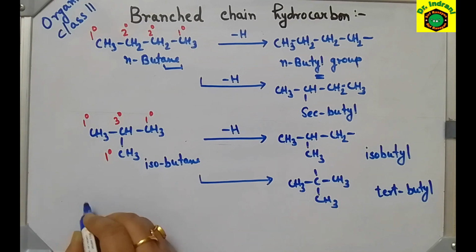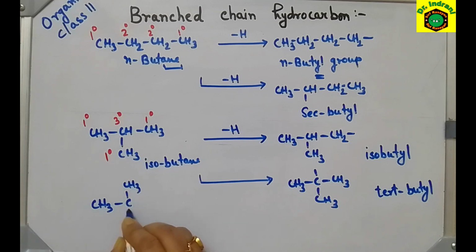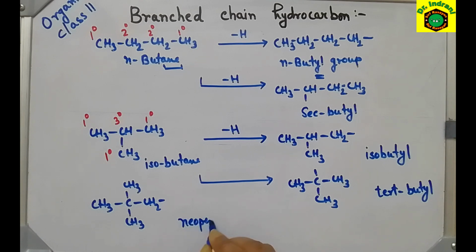Similarly, for 5 carbon atoms, CH3, C, CH3, CH3, CH2. This is called neopentyl. This is also very important.